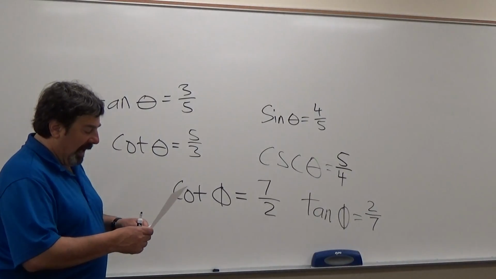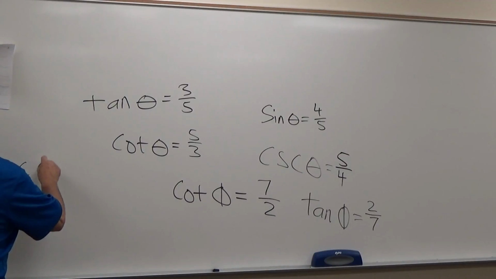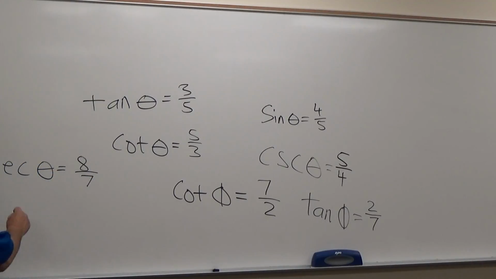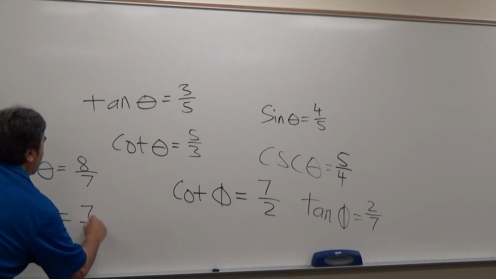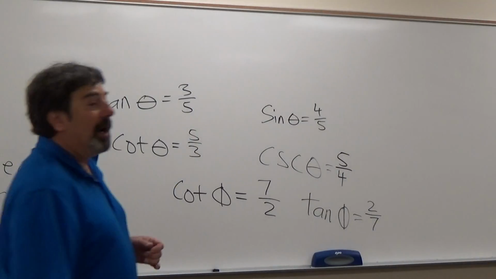Now, one last problem. What if I tell you that the secant of an angle is equal to 8/7? What trig function would be equal to 7/8? Cosine. Very good. Cosine of what angle? Theta. So this again just points out the reciprocal property. You have your three main trig functions, and then the other three are just the reciprocals of our main functions.